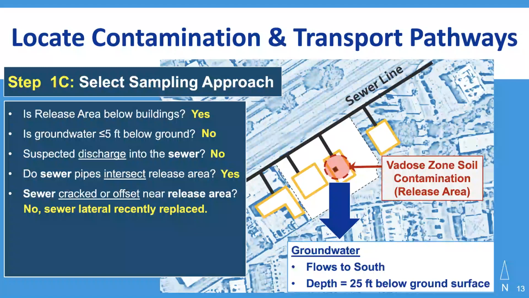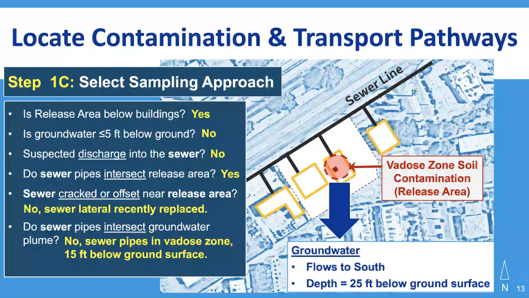For this site, the answer is no, since the sewer lateral was recently replaced. So even though the sewer intersects the release area, the sewer does not appear to be a vapor conduit because contamination can't get into the sewer line. However, we also need to determine if sewer pipes intersect the groundwater plume. Again, the answer is no for this site, since the sewer pipes are in the vadose zone, less than 15 feet below ground surface, while groundwater is deeper at 25 feet. This helps confirm that the sewer is not a likely vapor conduit given the current site information.